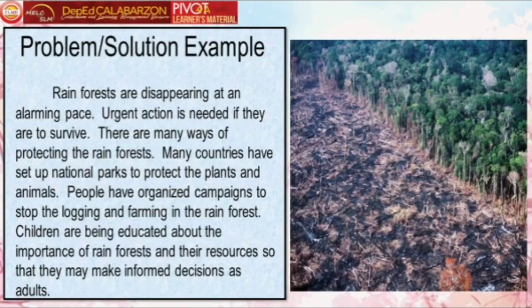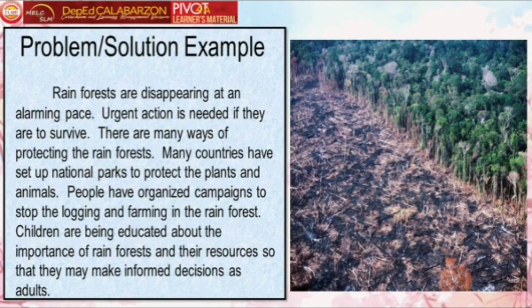Here is the example of the problem and solution text. Let us read. Rainforests are disappearing at an alarming pace. Urgent action is needed if they are to survive. There are many ways of protecting the rainforests. Many countries have set up national parks to protect the plants and animals. People have organized campaigns to stop the logging and farming in the rainforest. Children are being educated about the importance of rainforests and their resources so that they may make informed decisions as adults.